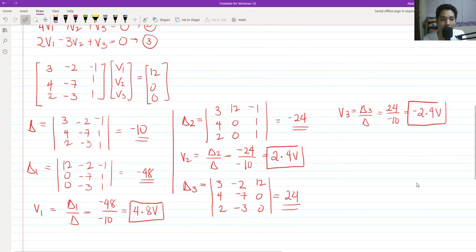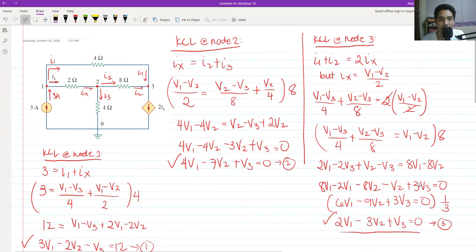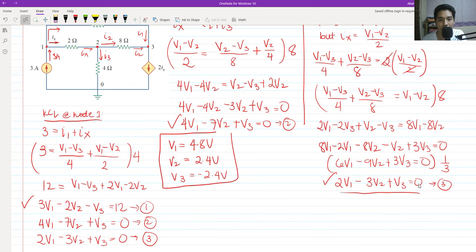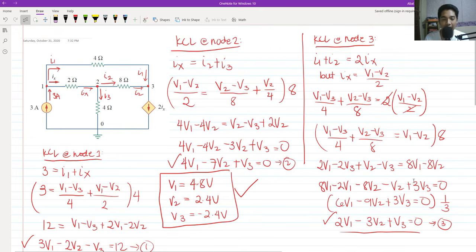Okay. So our answers are V sub 1, it's 4.8 volts. V sub 2, it's 2.4 volts. V sub 3, it's negative 2.4 volts. So that's how we get the node voltages V sub 1, V sub 2, V sub 3 using nodal analysis, and using Cramer's rule to determine the values of the unknown node voltages.